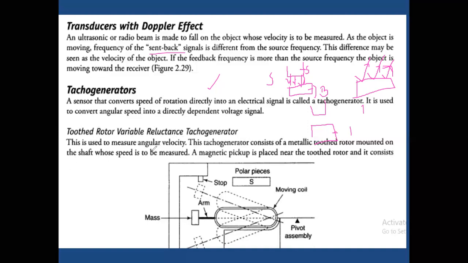The toothed rotor variable reluctance tacho generator is used to measure angular velocity. This tacho generator consists of a metallic toothed rotor mounted on the shaft whose speed is to be measured. The magnetic pickup is placed near the toothed rotor.